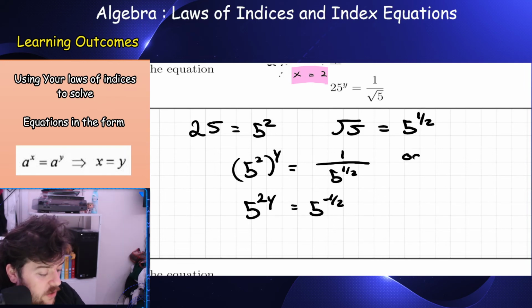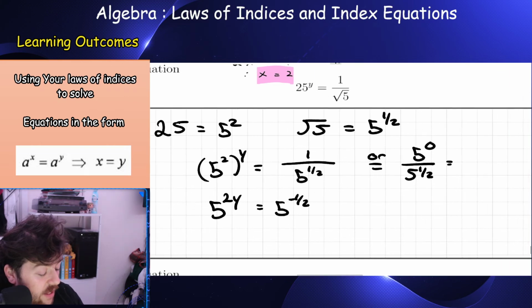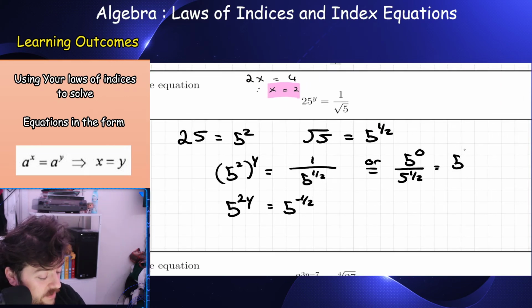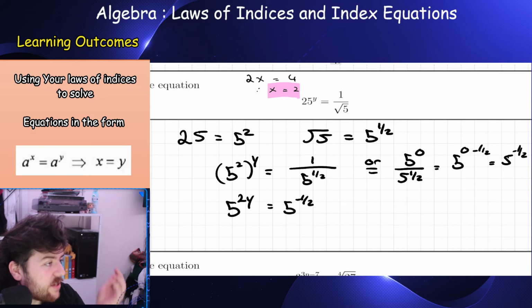Or another way to look at it here, 1 is the same as 5 to the power of 0, all over 5 to the power of a half. Then use my subtraction rule. I have 5 to the power of 0 minus a half, which equals 5 to the power of minus a half. Anyway, it's another way of looking at it, if that helps you better.